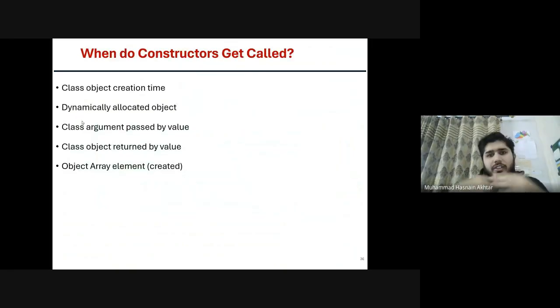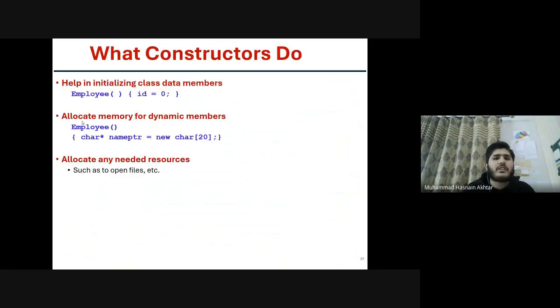Now, when do constructors get called? At class object creation time, dynamically allocated object, class argument passed by value, class object returned by value, object array element created. We will learn about this a little bit. The most important thing to learn from all of these points is that whenever you create an object, your constructor is called. All others are basically the same thing that the first point mentions. So do not get confused. Just remember, whenever you create a class object, your constructor will be called.